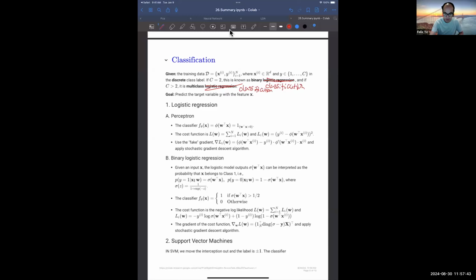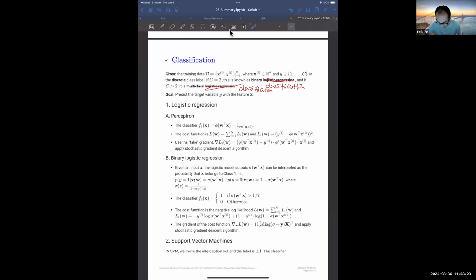Okay, so the goal here is, if you are given a new data point X, I want to predict a target variable Y. We talked about a lot of different methods. For example, first we talked about logistic regression. In terms of logistic regression, we spent a lot of time on two parts: one is the perceptron, and one is binary logistic regression. The perceptron is nothing but the 0-1 loss. If this part is bigger than 0, that will be 1, and otherwise 0.